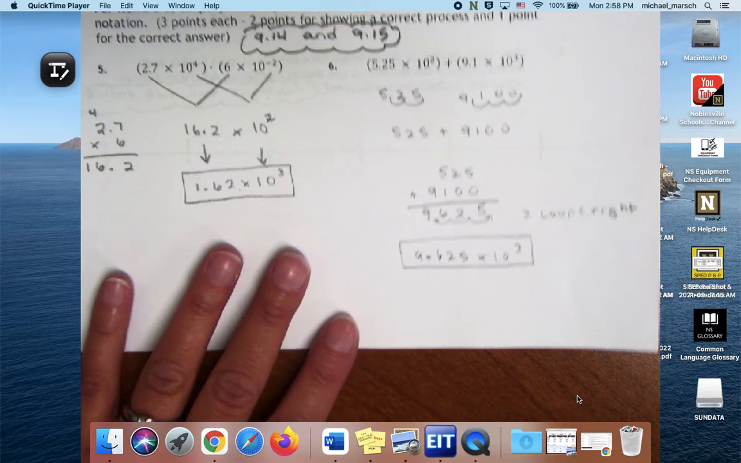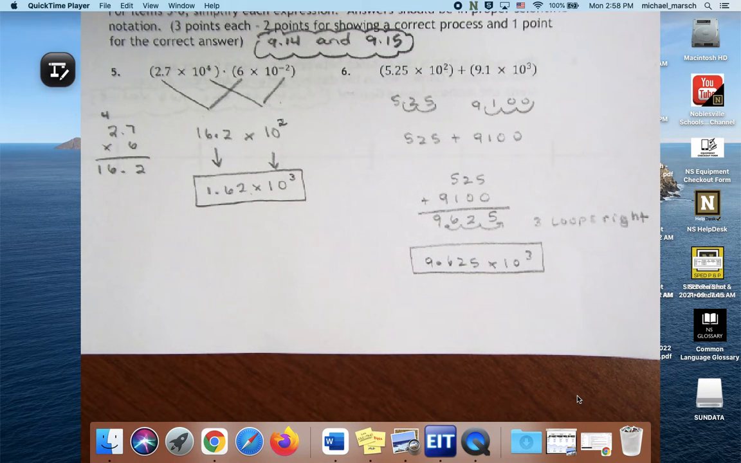Give you guys a second to copy that down if you didn't have it correct. Then we'll go on to page 2 and talk about the different basketball arenas.